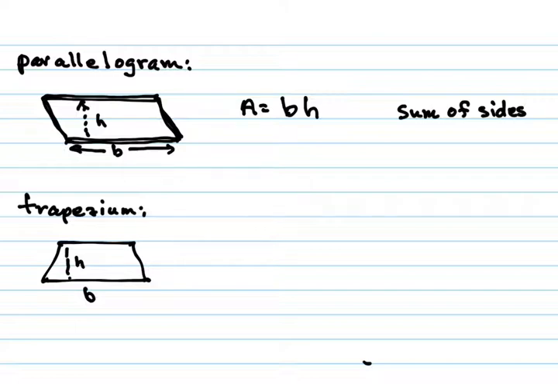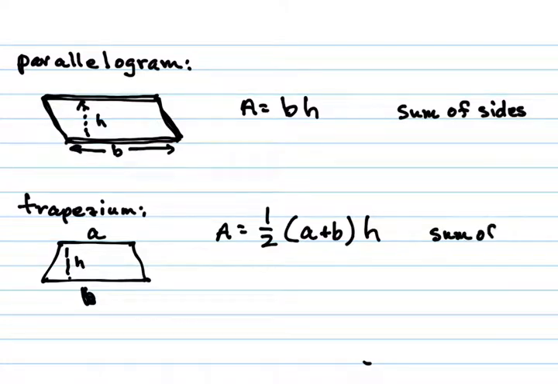In this case, you're going to have area equals 1/2 times (A plus B) times the height, where B is still the base, and A is the length of that top line. Because they're not the same, we need to include both of those measures in our measurement. The perimeter is just the sum of the sides.